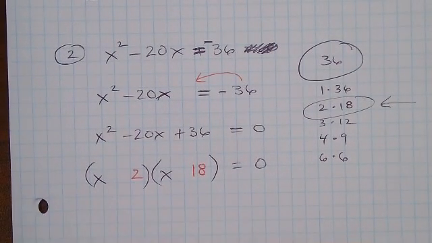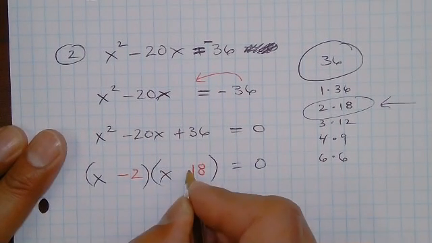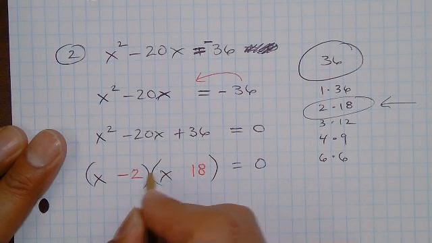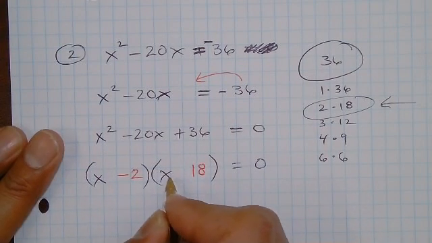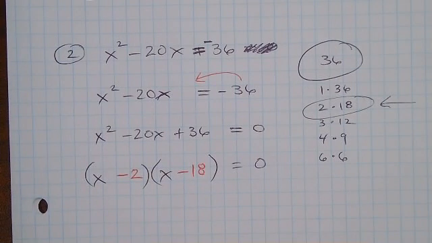And what do the signs have to be so they add up to a negative 20? Oh, negative and a positive? Which one's positive? Both are negative. Yeah, watch out. Make sure, yeah.